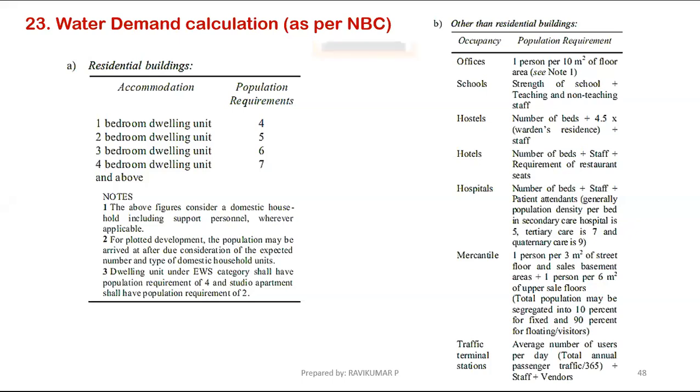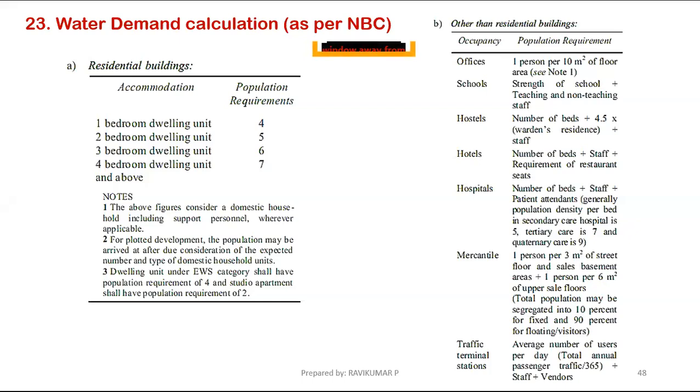If it is a hostel, number of beds plus 4.5 into warden's residence plus staff. Everything you have to consider. Hostel: number of beds plus staff plus requirement of restaurant seats. Hotels means number of beds plus staff. If it is a 5-star hotel, number of beds will be there, service staff will be there, and requirement of restaurant seats. How many restaurant seats are you going to provide? Like that, everything you have to consider. Hospital: number of beds plus staff, patient attenders. Like that, you have to consider.